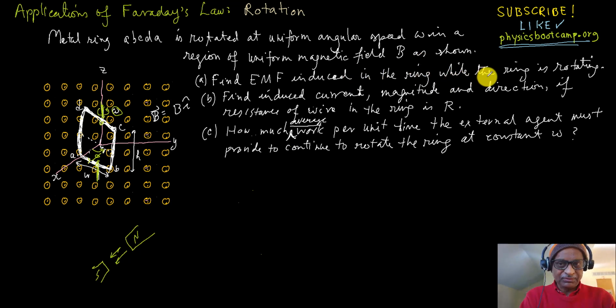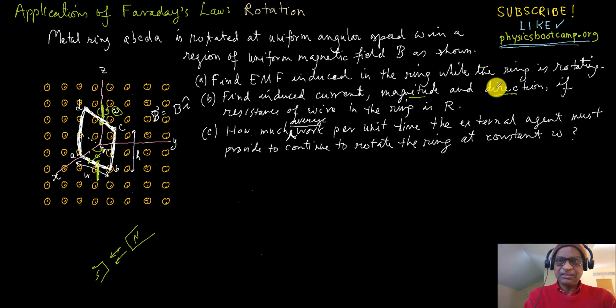That's using Faraday's law, right? And then we're supposed to find the induced current in this. Current can go this way or that way, or maybe sometimes go this way and sometimes that way. So we find both magnitude and direction. Okay, a formula for that and a statement for that, if the ring as a whole has a resistance R. So this will be like a circuit with an induced EMF in it.